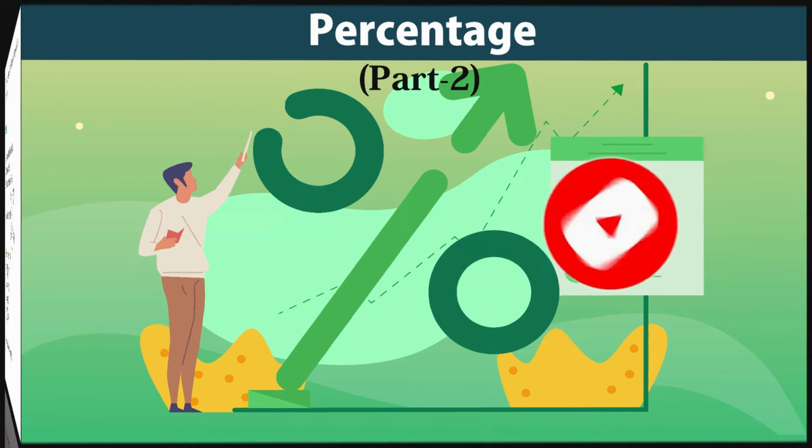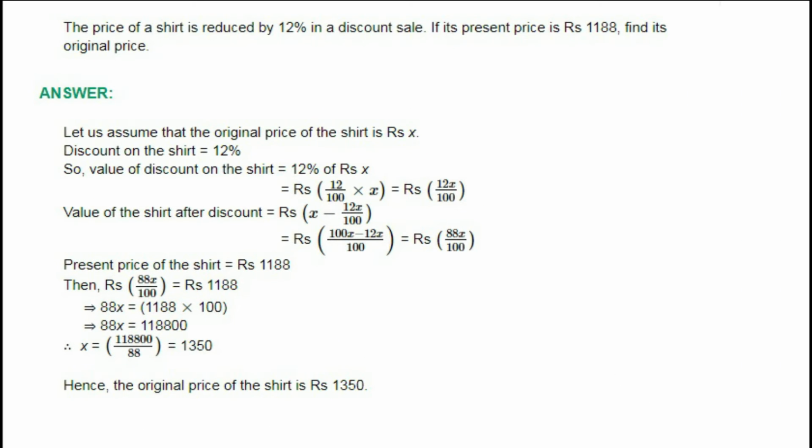So let's start. So let's head towards our first sum. The price of a shirt is reduced by 12% in a discount sale. If its present price is rupees 1188, find its original price. So they are telling you that the price of a shirt is reduced by 12% and after reducing, the price becomes 1188 and they are asking to find the original price.